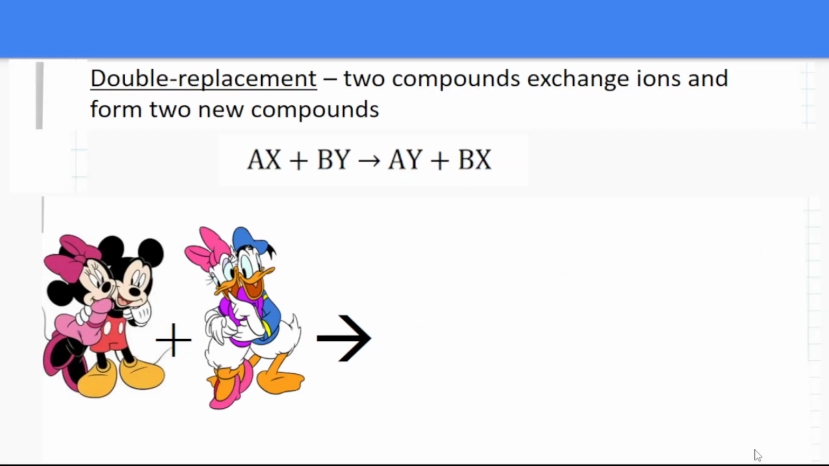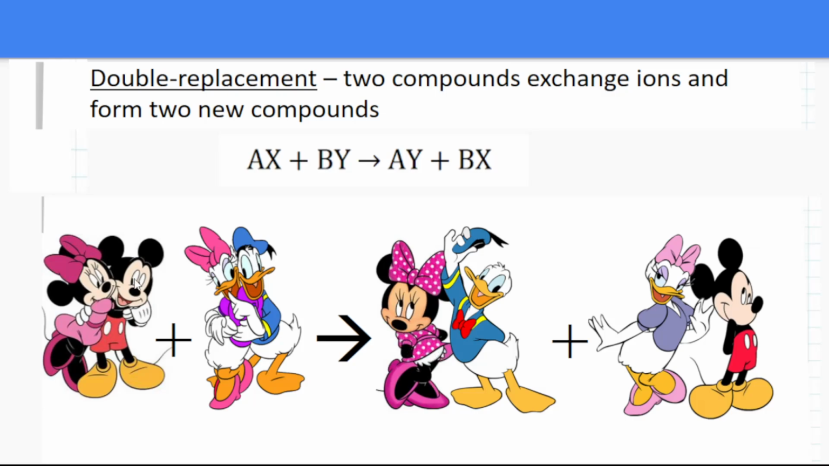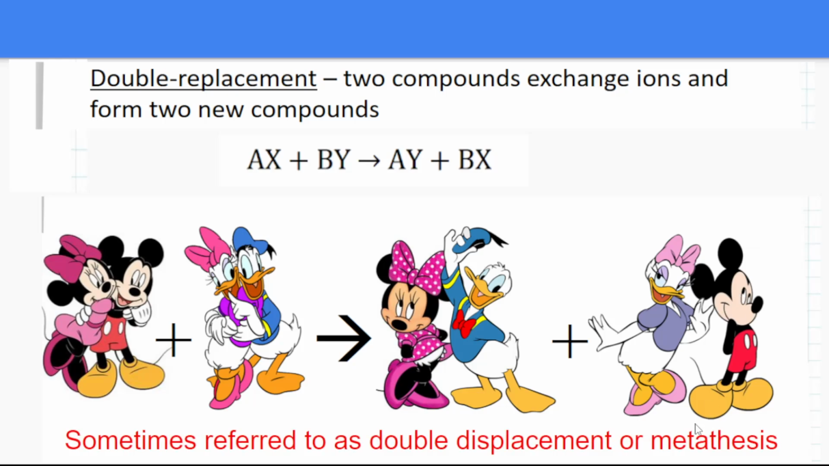Then you have the double replacement where two compounds exchange ions to form new compounds. So you have the double date gone wrong, Mickey and Minnie, plus Donald and Daisy. So AX plus BY yields AY plus BX. So Mickey and Donald traded spots. Now this is sometimes called a double displacement, or sometimes it's called a metathesis.